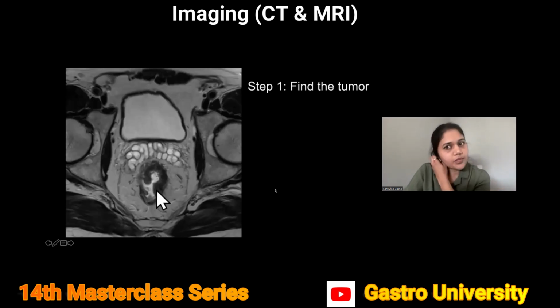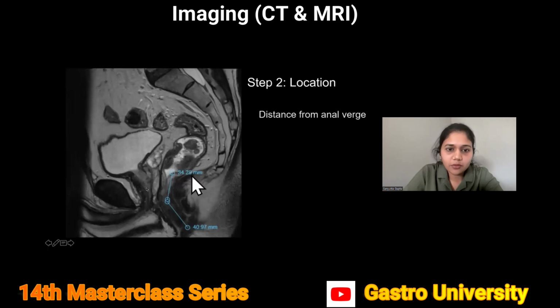So these are the steps. First, we need to find the tumor. As we talked about, it's of intermediate intensity and has elevated edges. This is how you identify the tumor. Then we have to describe the tumor, including the distance from the anal verge. The distance from the anal verge has to be taken along the planes, just as the colonoscope goes.